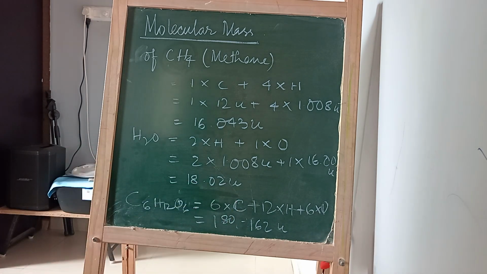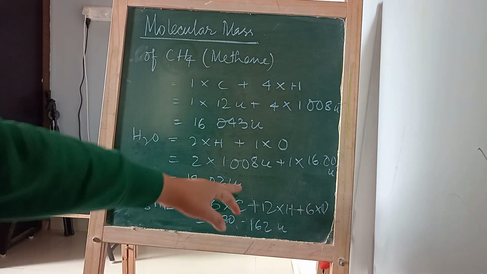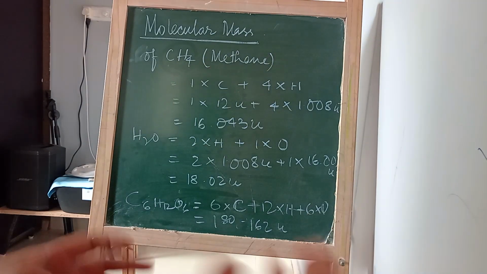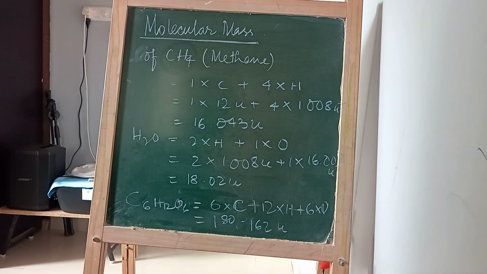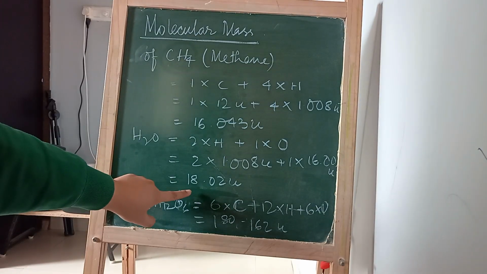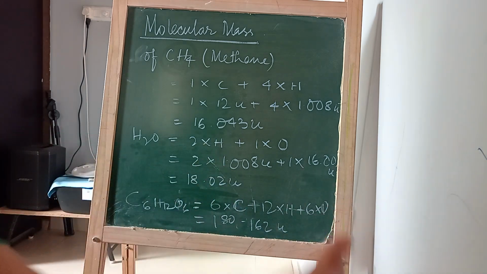And what is u? How do you define this? One unified mass is 1 by 12 the mass of a carbon-12 atom. So 18.02 u means that the molecular mass of water is 18.02 times 1 by 12 of the mass of one carbon-12 atom.